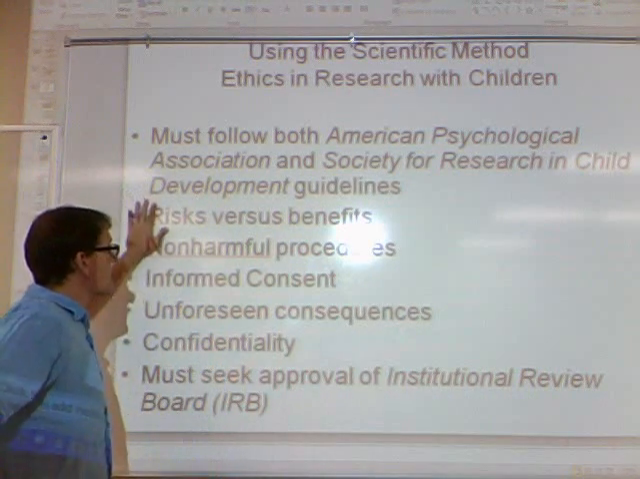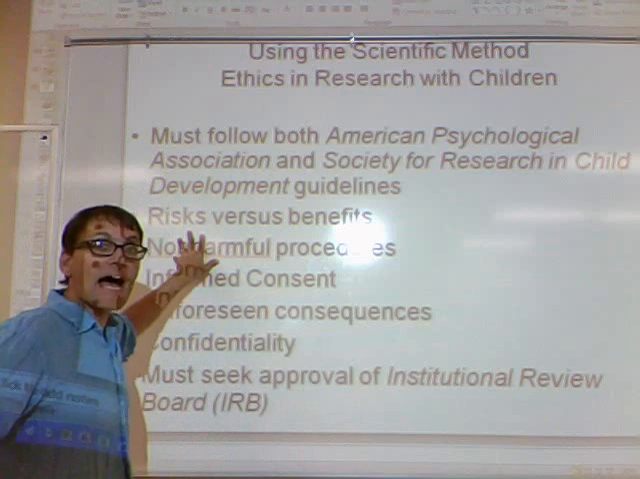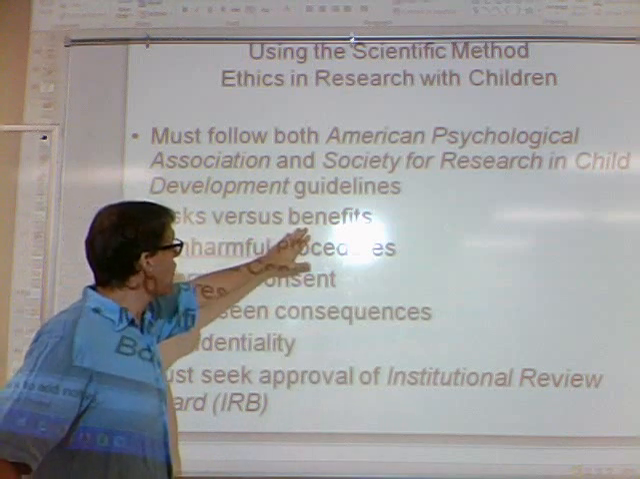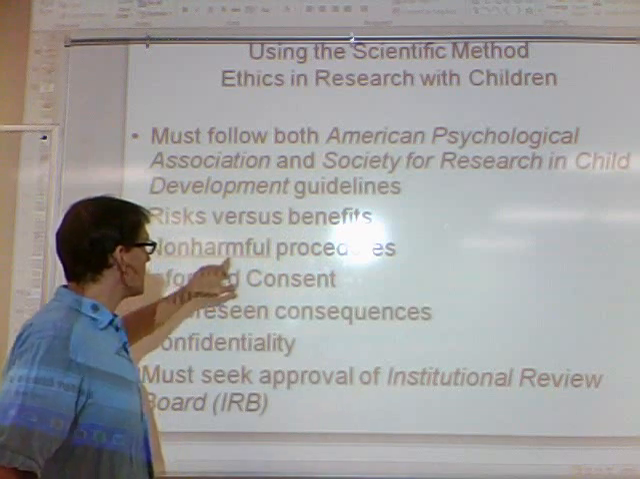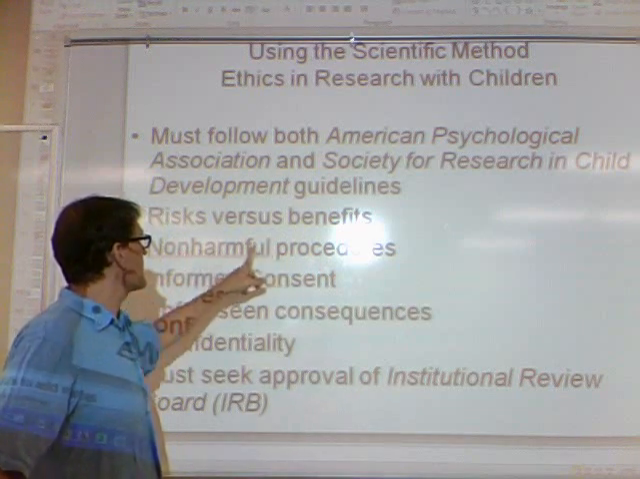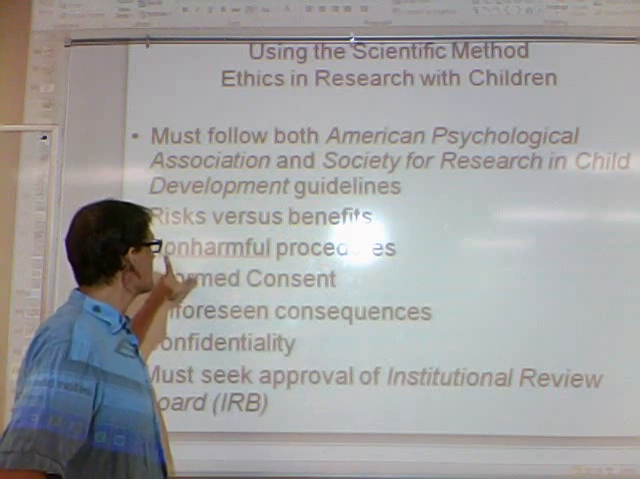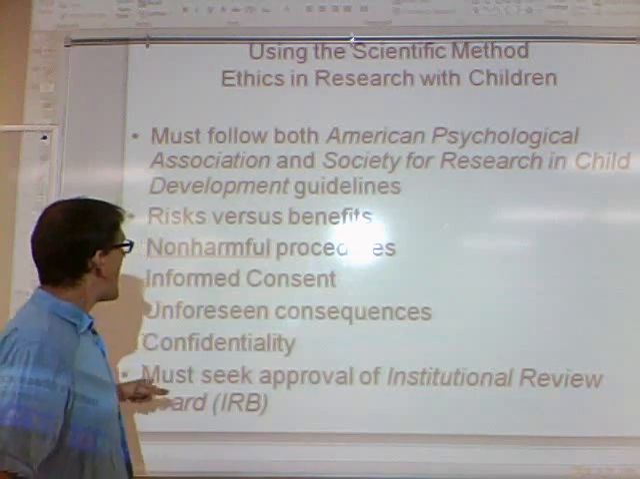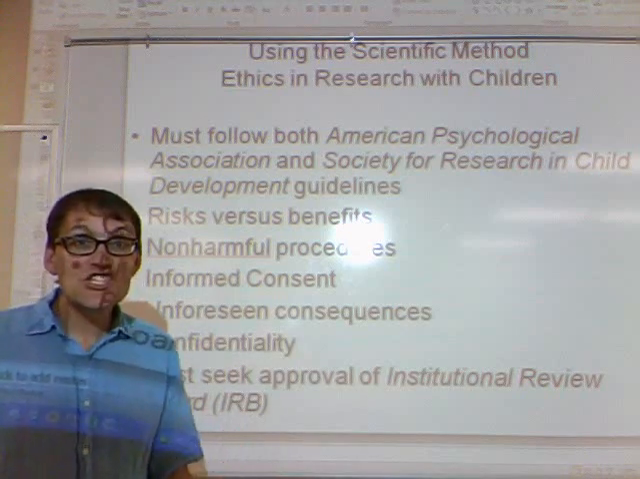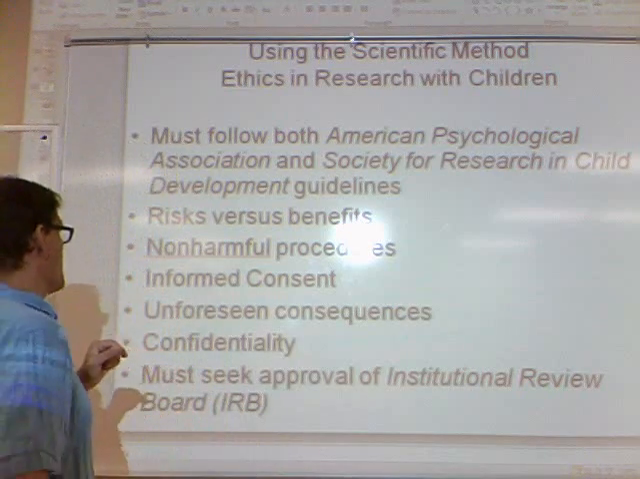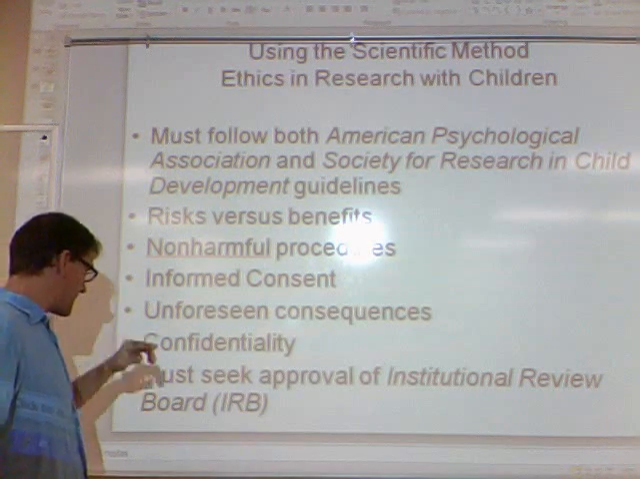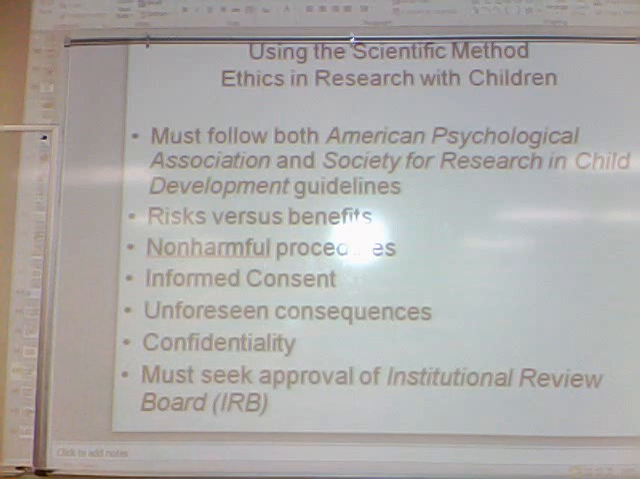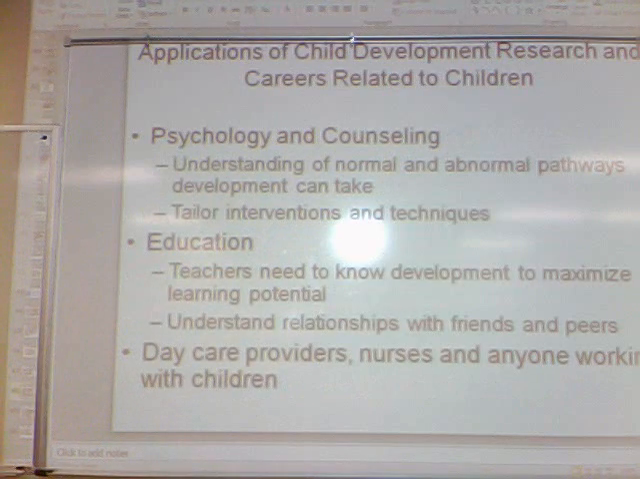So we need to make sure that any risk that a child might possibly have is far outweighed by the benefits that will be received, okay? You got to make sure that you're using procedures that are not harmful, not just non-harmful at the moment, but something that won't cause harm later either. You got to get informed consent. You got to get permission from the parents. Unforeseen consequences, that goes back to that one that I just said. Confidentiality and approval from an institutional review board.